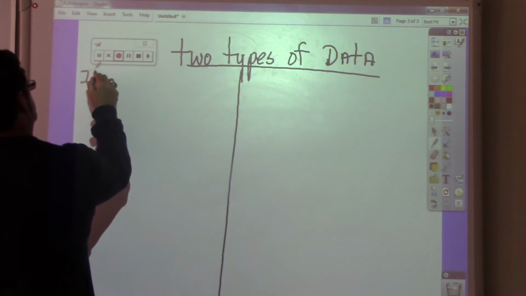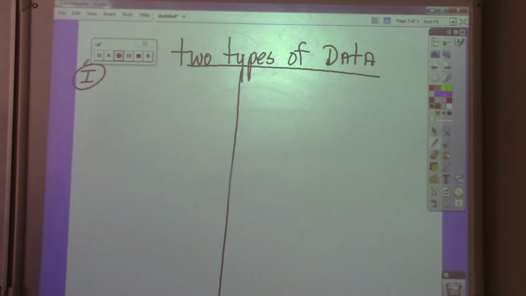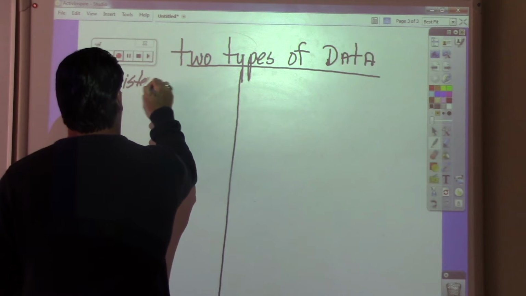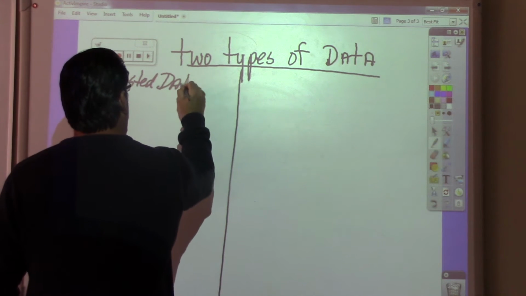The first type is the type you're used to, and that is test scores. You add up all your tests and divide. Everybody in here has done that before. And I call that listed data. That's what I call it.